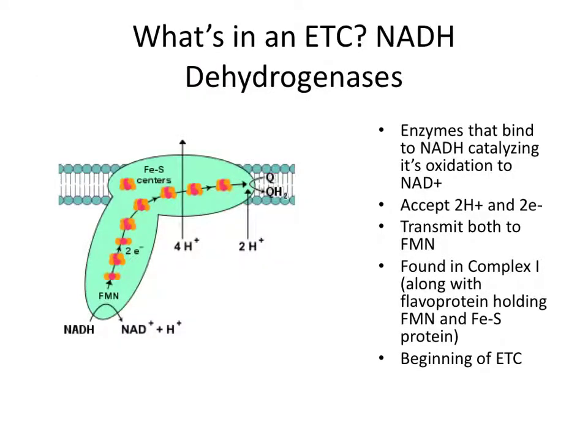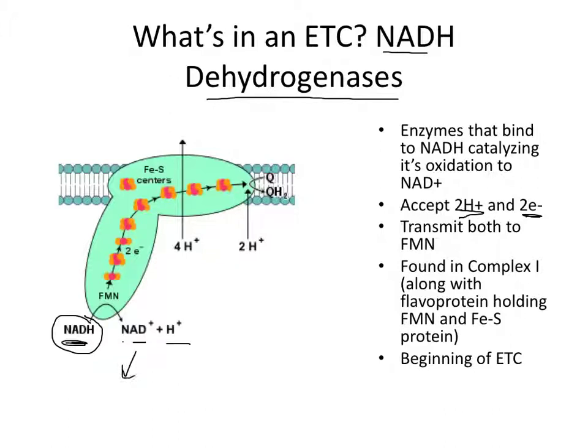Complex 1, which receives NADH, includes several proteins. I think it's 14 or 15 in E. coli, for example. Those proteins include a really key protein called NADH dehydrogenase. Okay? And that NADH dehydrogenase is what actually binds to NADH and accepts electrons and protons from it. It accepts 2 protons and 2 electrons, and that forms NAD plus and H plus.